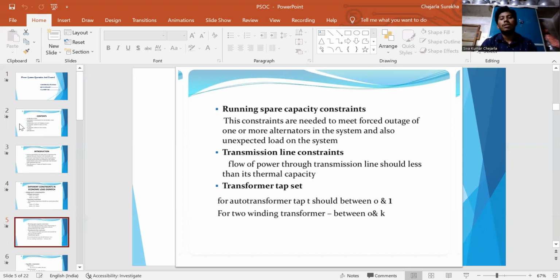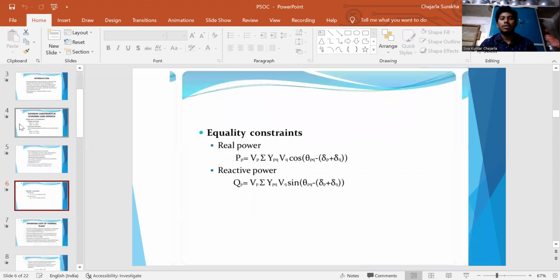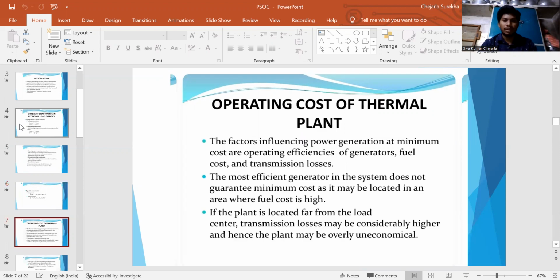Transformer taps: for the autotransformer, the tap should be within its specified range, and similarly for the two winding transformer. And the equality constraints: the real power and the reactive power balance equations at each bus, as shown in the figure.